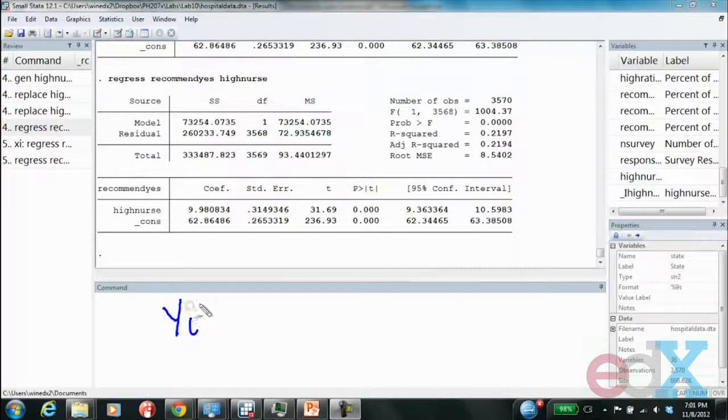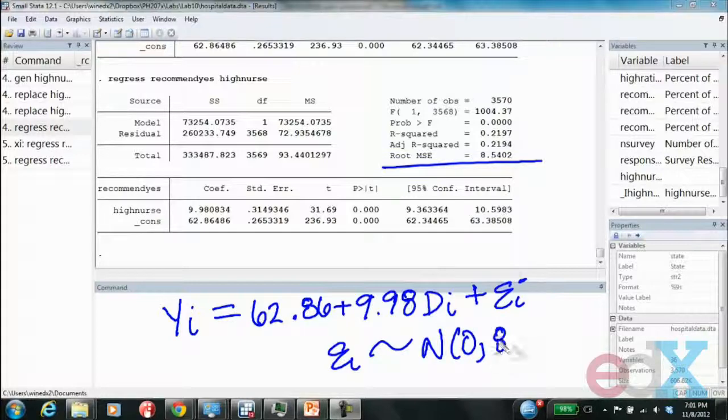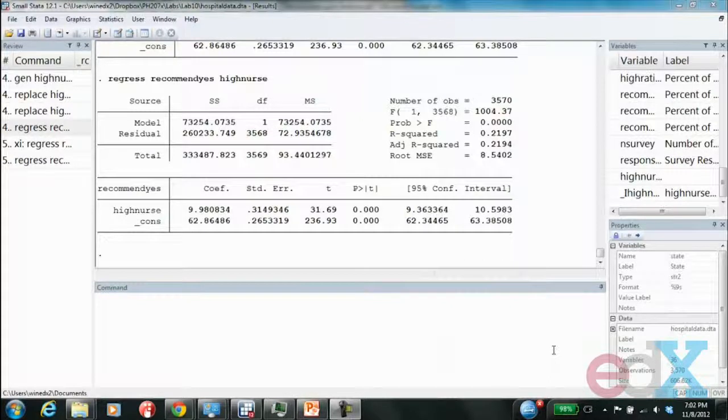The fitted regression model is yi is equal to 62.86 plus beta, which is 9.98, times di plus some residual error. And that residual error follows a normal distribution with mean 0 and variance equal to 8.54 squared. Now let's go ahead and interpret the coefficients from this regression model.